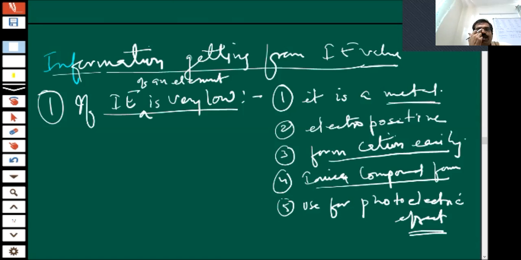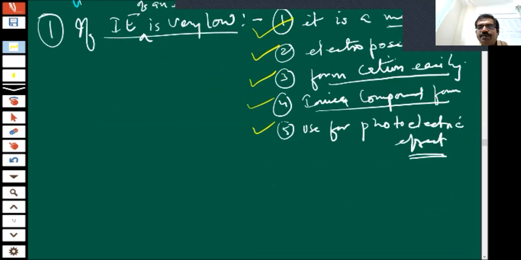So if ionization energy is very low, then you can predict that it may be a metal, it may be electropositive in nature, means from left side of the periodic table. It forms cation easily, it can form ionic compound easily, it can be used for photoelectric effect, and next thing is good reducing agent.